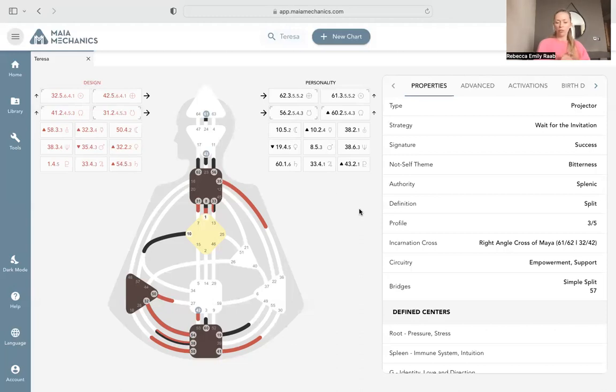At that moment when you're invited, will you take this job, will you come into this relationship, whatever the invitation is, that's when you decide. And for you and for everyone else, it's not the mind that decides. It's not pros and cons and fors and against. For you, it's your splenic authority.